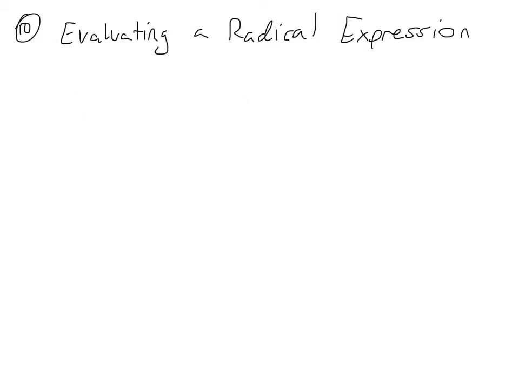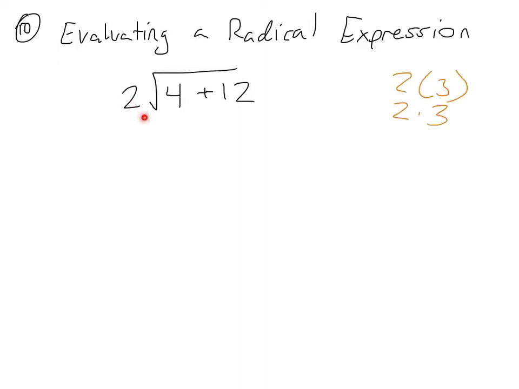All right, so we're going to evaluate a radical expression, which we've already really done, but now we're going to mix it up a little bit. I'm going to have an expression with some operations in it, such as, let's say we had 2 square root 4 plus 12. So what does this ask? Well, if I had a 2 parentheses 3, what would you tell me? Well, you tell me that means 2 times 3. So when I have a 2 square root, or radical, 4 plus 12, what that means is 2 times, you can put in a little multiplication symbol there if you want, 2 times the square root of 4 plus 12.